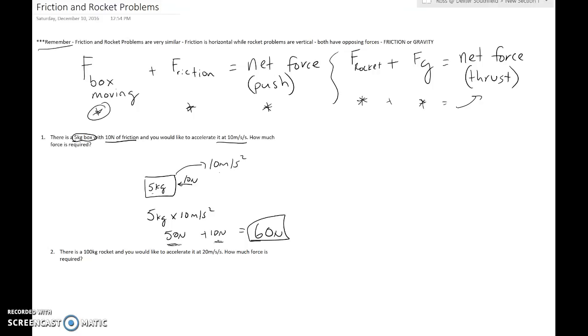If I only gave it 59 newtons of force, it would start moving, but it would not accelerate at 10 meters per second squared. You could actually calculate how fast it would move.